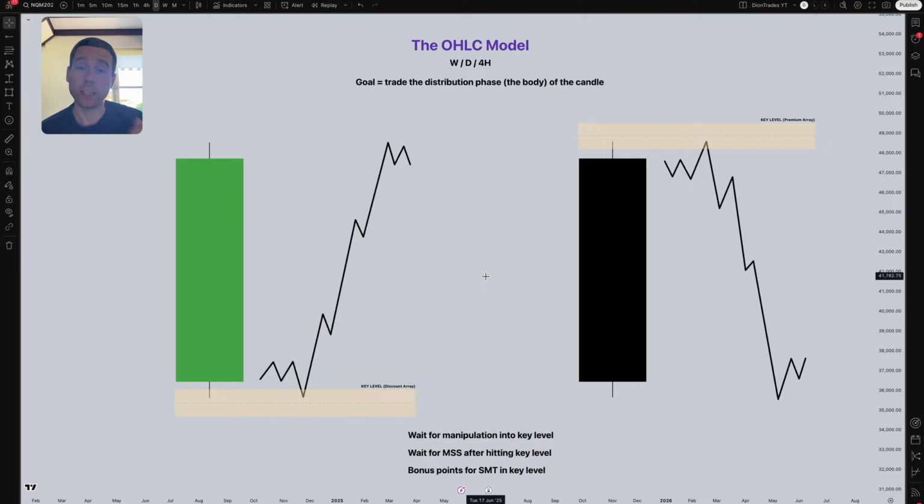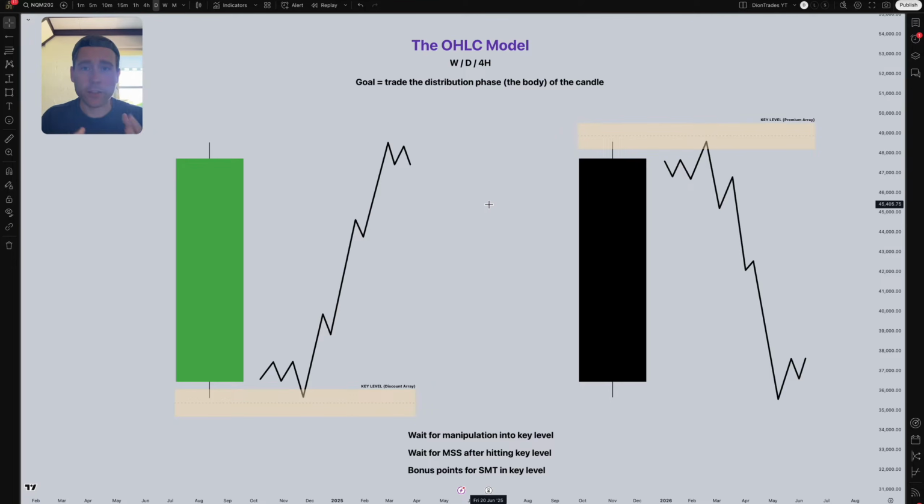But this is what I do on the indices, on NASDAQ and ES. You can play the 4-hour candle because at 10 a.m. during the New York Open, there's a new 4-hour candle created. And if you anticipate the next candle to be bullish or bearish, you can play the first 30 minutes to an hour to be the accumulation or the manipulation, and then start the distribution as a scalping model. And we'll go over weekly, daily, and 4-hour examples later in this video.